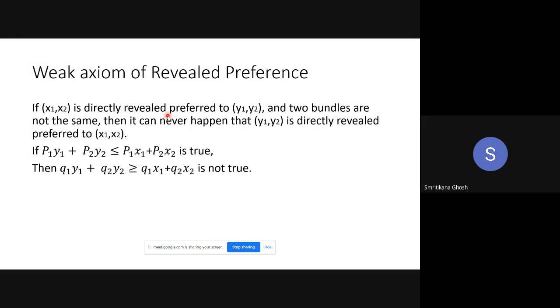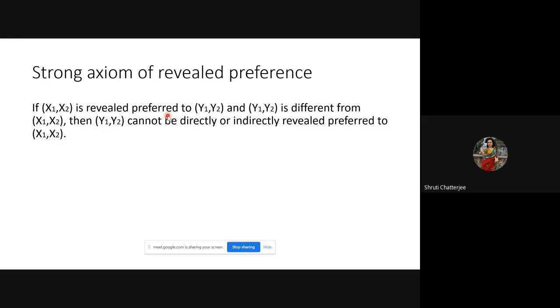So any query from the theoretical part of the revealed preference? Yes, ma'am, can you present the last slide once more? This one. Okay, ma'am.